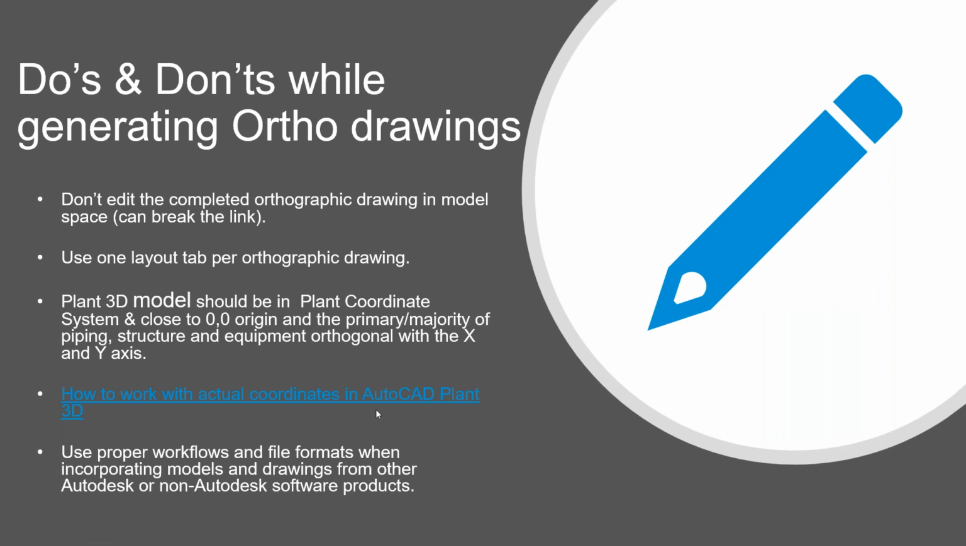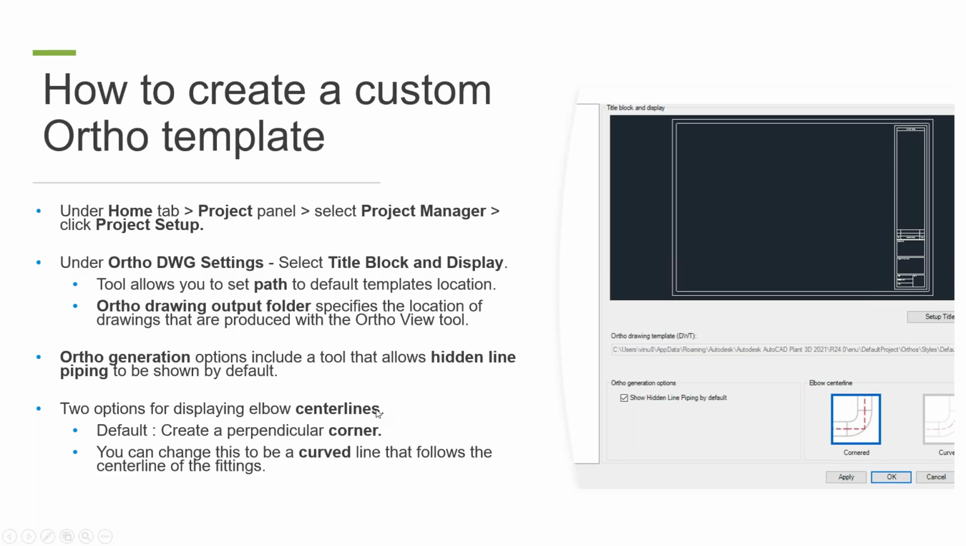Okay. So how to create a custom ortho template. Under the Home tab in the project panel, you can go to Project Setup, which you guys have seen before, and it was actually shown in Burns' video. Under the ortho drawing settings, you have the select title block display setup, which is really what you're seeing on this image on the screen on the slide to the right.